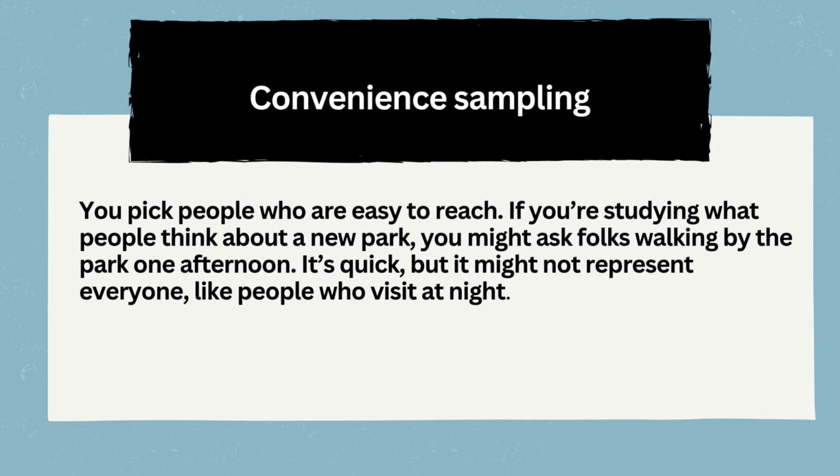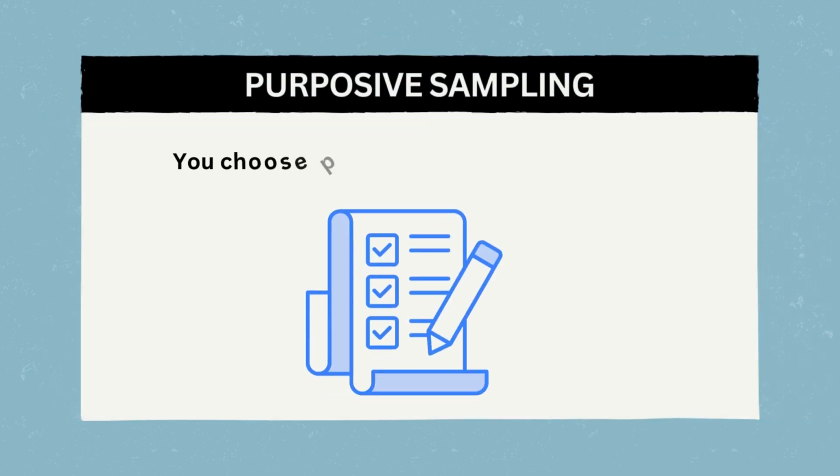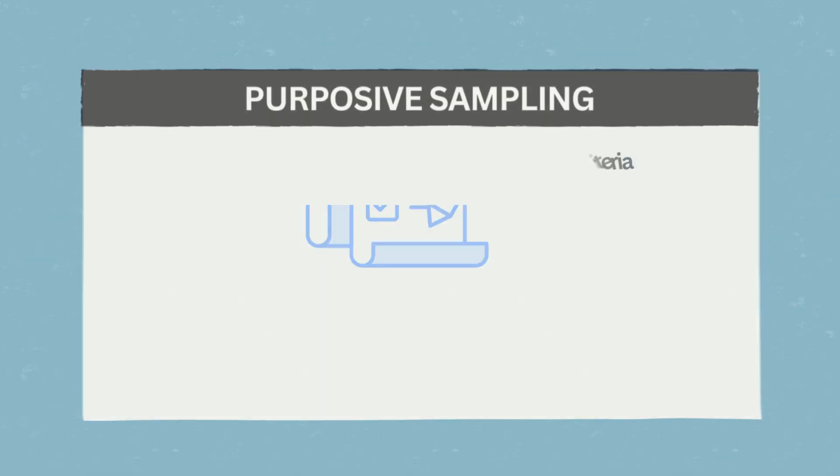Another type is purposive sampling. Here, you choose people who fit specific criteria. For instance, if you're studying expert chefs, you might only pick people with over 10 years of cooking experience. You're targeting a specific group on purpose.